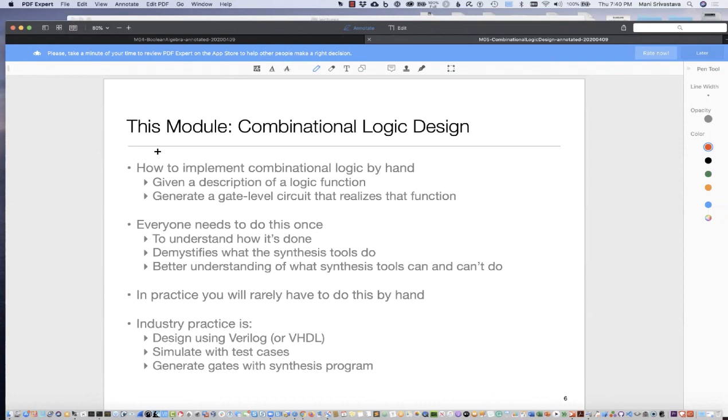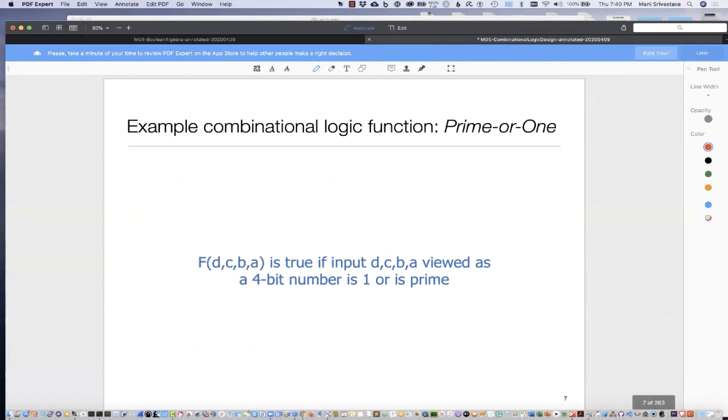The industry practice, like I said, is really meant for designs which may have billions of transistors or billions of gates, and you can't do it from a first principles approach, but it's important to understand.